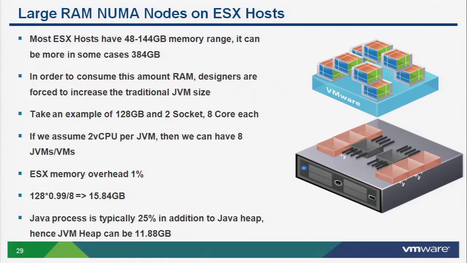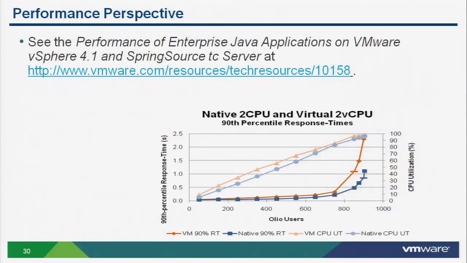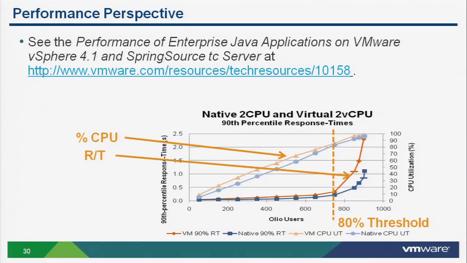11.88 gig heap space and a Java processor of about 15.84. So keep that in mind when you're sizing as well, and we talked a little bit about it. We did a performance study here, and we found that basically this is TC server on vSphere 4.1. We found that at about 80%, as I mentioned to you earlier, that basically the overhead, okay, so let's back up a little bit. This is response time.